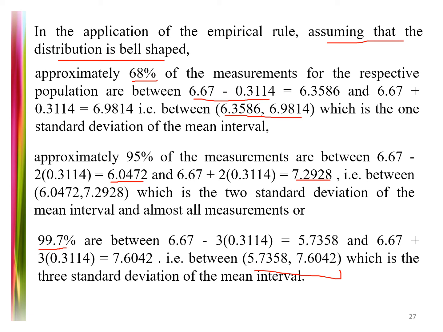In the application of the empirical rule, first you have to make sure whether your data is symmetric or not. If it is symmetric, you can apply the empirical rule in any situation. But in the non-symmetric case, we cannot use the empirical rule. If you apply it there, you will get a wrong conclusion.